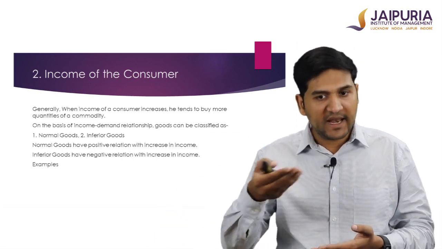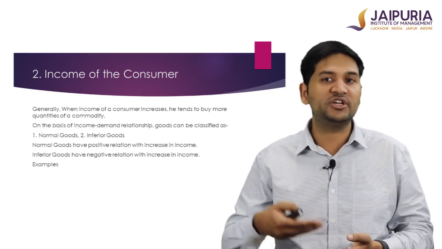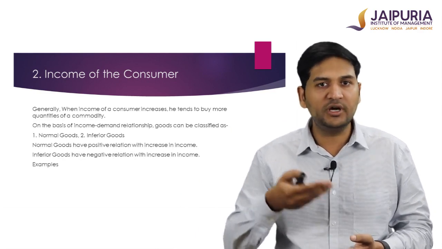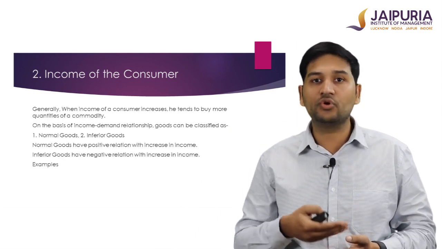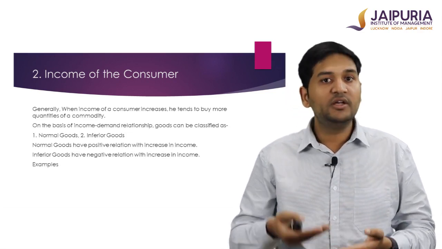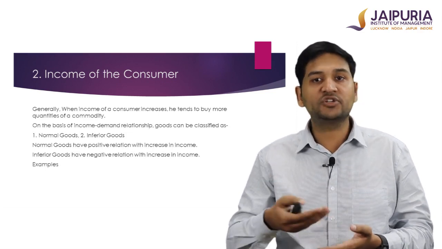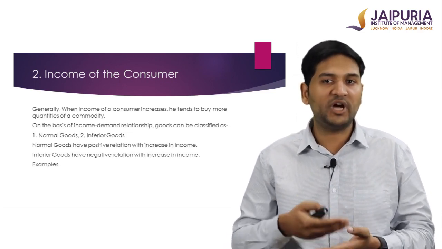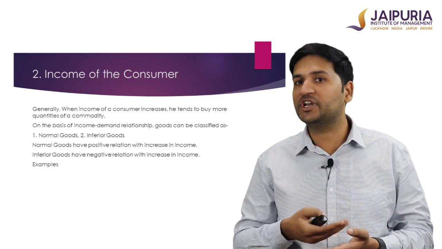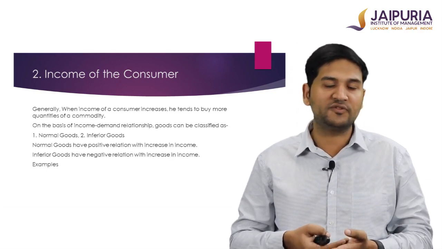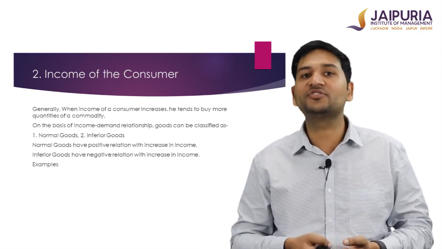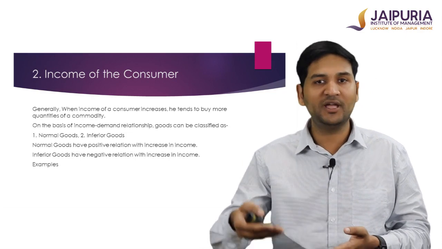Any commodity whose quantity the consumer increases because of an increase in his income will come under normal goods. Now, inferior goods are those goods which have a negative relation with income, meaning the consumer discontinues or decreases his consumption as income increases. For example, shoe repair. When income of a consumer is low, he opts for shoe repair services. Now, when income of a consumer increases, he discontinues the practice of shoe repair and tends to buy new shoes.